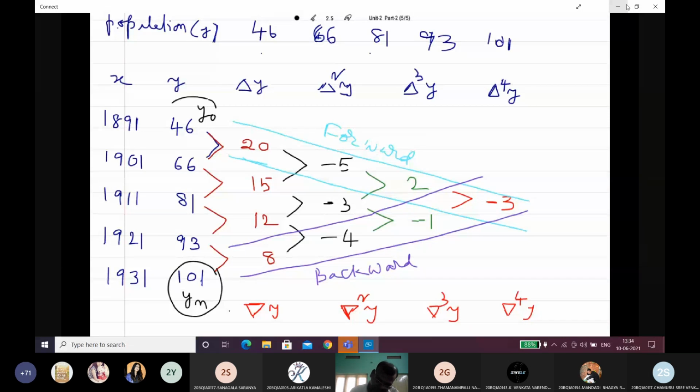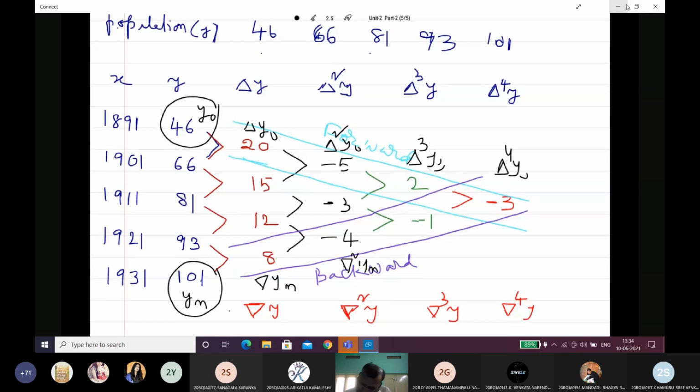డెల్టా y0, డెల్టా స్క్వేర్ y0, డెల్టా క్యూబ్డ్ y0, డెల్టా పవర్ 4 y0. పై వాల్యూస్. కింది వాల్యూ తీసుకుంటే del yn, del square yn, del cubed yn, del power 4 yn. Is it clear?